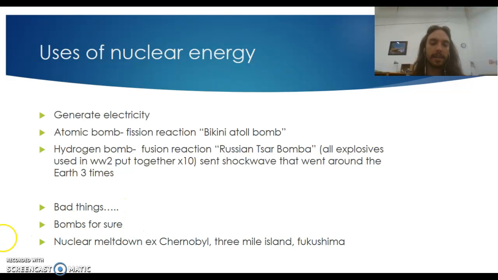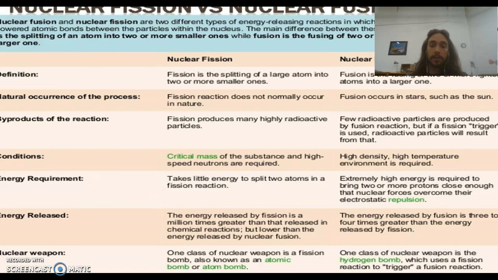And then another bad thing is going to be nuclear meltdowns at power plants. So Chernobyl, Three Mile Island, Fukushima, they happen. And essentially they're just creating one big nuclear bomb, not quite as big as the potential we have for a hydrogen bomb, but it's still very devastating. So you're going to want to pause this and look at this.